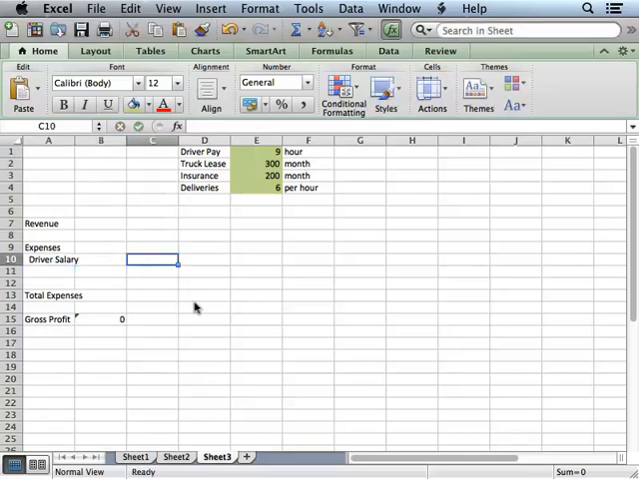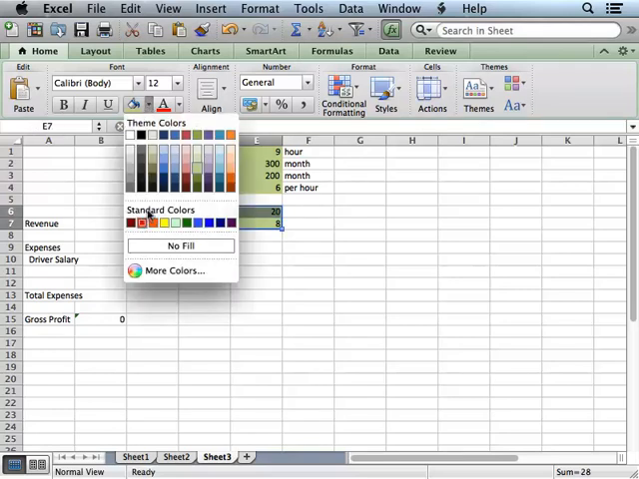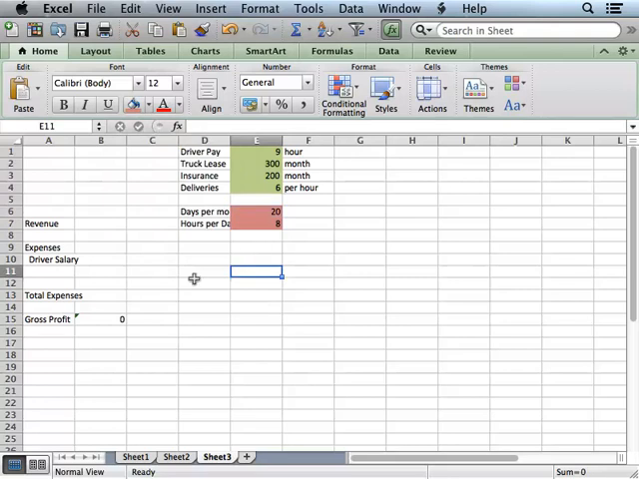and I'd like to figure out driver's salary, but I know he makes $9 an hour, but I don't know the amount of time that takes. So this is where my assumptions come into play. I'll make an assumption about the number of days per month that we deliver. So days per month, the assumption would be 20. And then I'll make an assumption also about the number of hours a day that we deliver. So hours per day of 8. That's another assumption. And since they're assumptions and not facts from the case, I'll code them differently. I'll make them red.